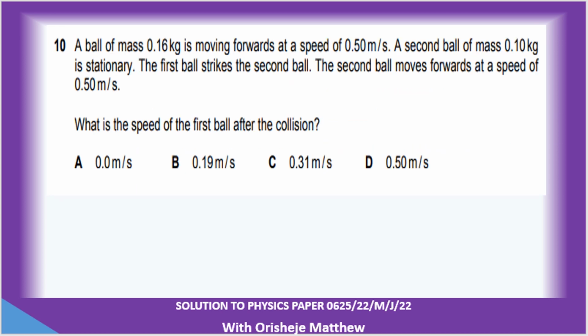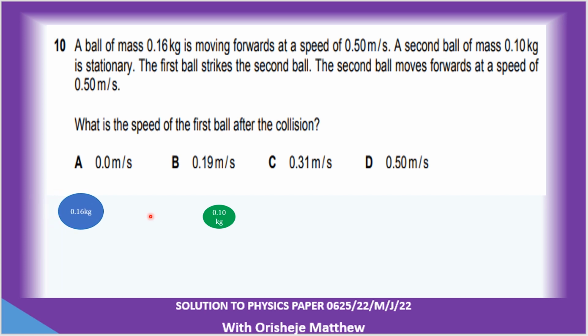Question 10. Momentum question. A ball of mass 0.16 kg is moving forward at the speed of 0.5 meter per second. A second ball, so you have the green ball and then you have the blue ball. Now the blue ball is moving, the green ball is not moving, so the initial speed of this is 0, the momentum is 0. So this is the only particle that has momentum before collision.